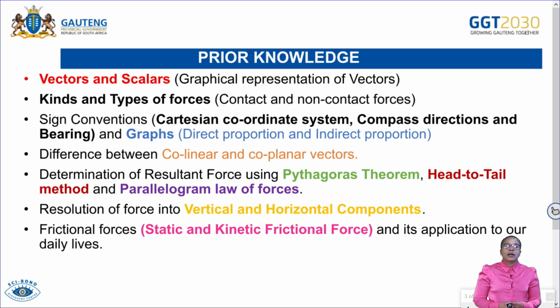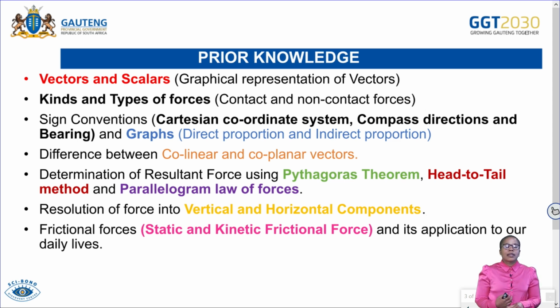Okay, be able to differentiate between the contact forces and your non-contact forces. Number 3, sign conversions, which are very important, representing now your vectors using your Cartesian coordinate system, whether you're using your compass direction or whether you're using your bearing, whichever that is given to you so that you are able to manipulate it and use it to your best knowledge. As well as graphs, we have to know which graph is directly proportional and which graph is indirect proportional. Looking at the variables that are there, which one will be on your x-axis, which one will be on your y-axis, and why there's a difference between the direct proportion as well as your indirect proportion.